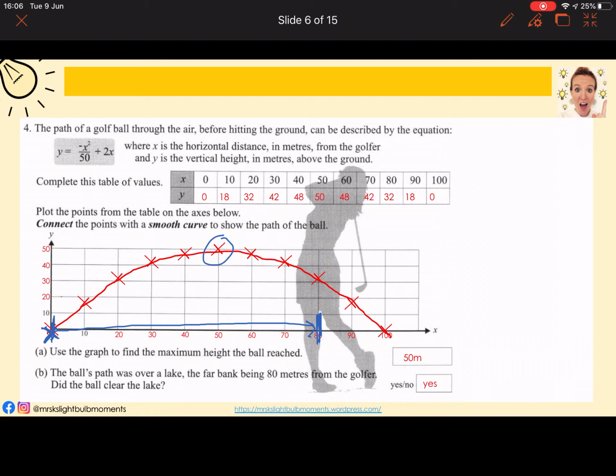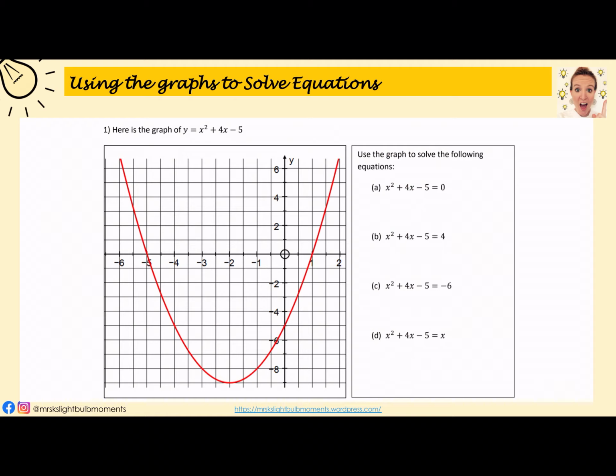Okay, super. Now we're going to move on to the little bit that a lot of people find tricky with these graphs. So even if you found the earlier bit easy, this might be a bit more challenging. And it's using graphs to solve equations. We are very used to doing question A here, 1A. B, C and D are much less familiar. So let's have a look.